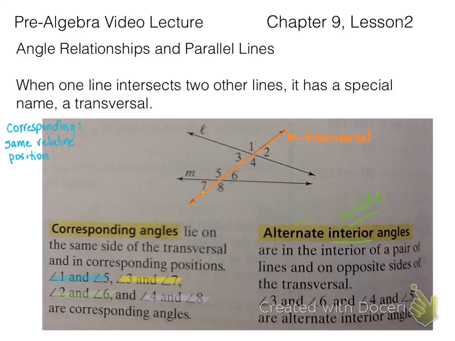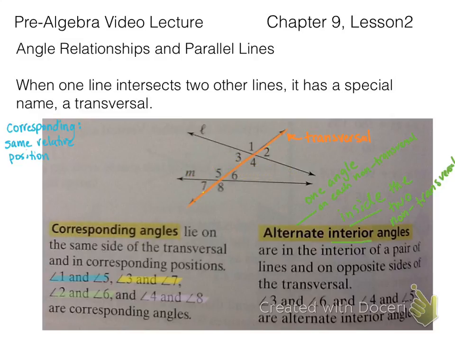So I'm going to erase all that. Alternate interior means inside of the two lines and one angle on each side of the transversal. So we're looking at the inside of the two lines that are not the transversal. Since the two lines form an area between them, right? If I were to highlight it, this would be the area between the two lines. So I need to pick two angles that are inside the two lines, on either side of the transversal, and that are opposite each other, okay?